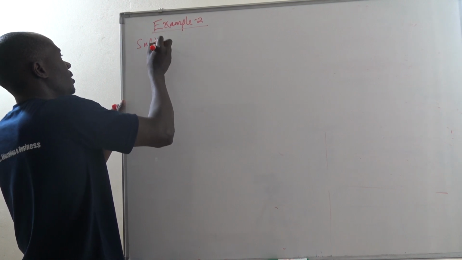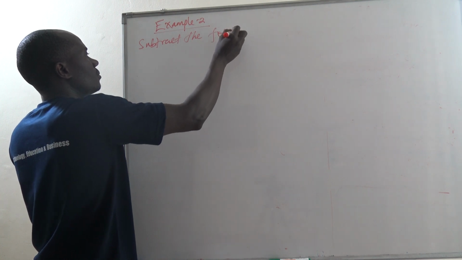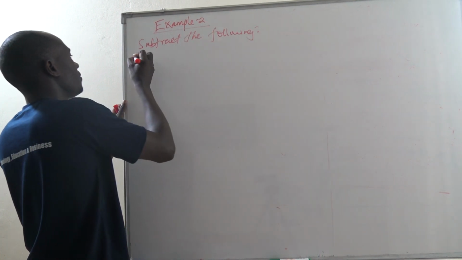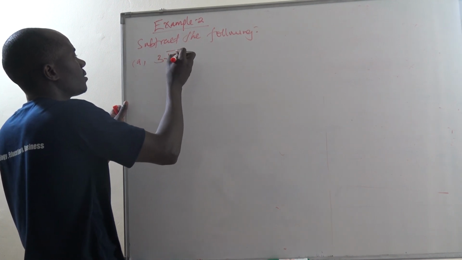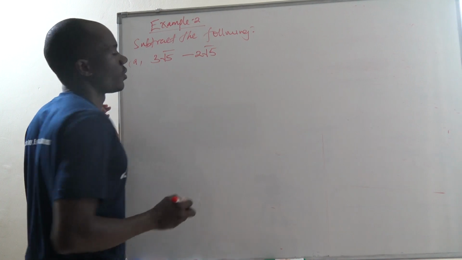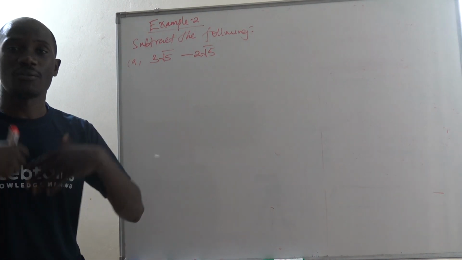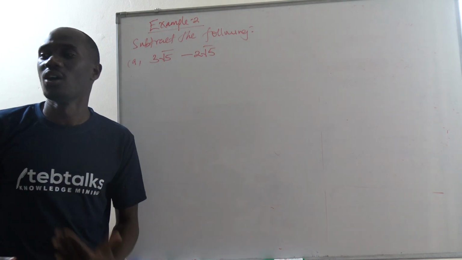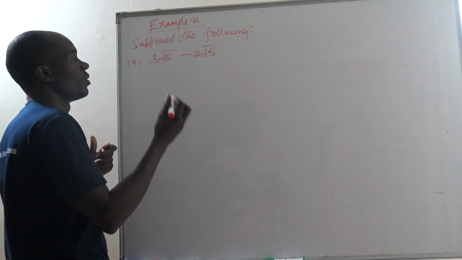Example 2. Subtract the following. Part A. 3 root 5 minus 2 root 5. So what I'm going to do with this, the same story as you did at O level. That's why we are first developing this content before we move on into the details, so that things can be paramount on your side.